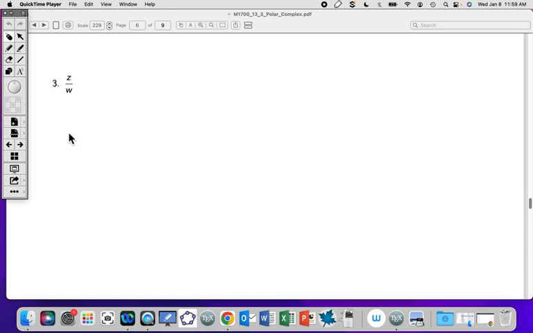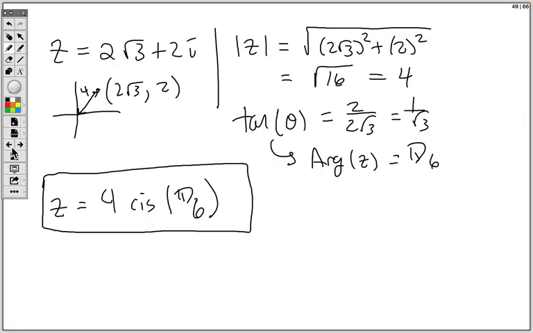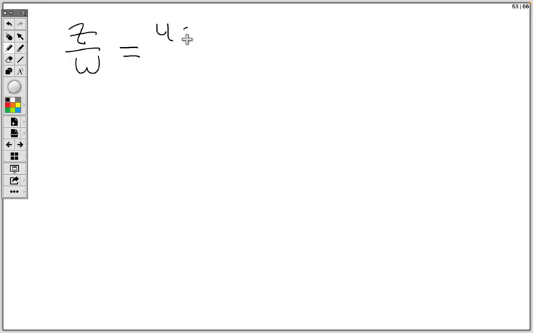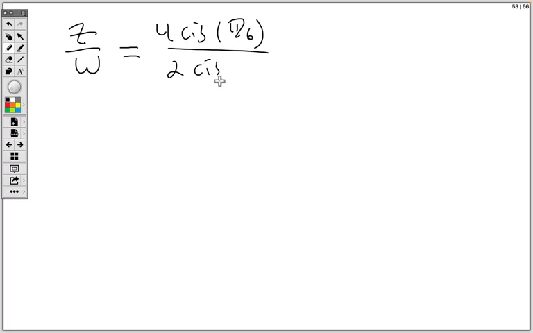And then, of course, z minus w. Oops, I lost track here. Okay, z divided by w. So that's 4 cis pi over 6 divided by 2 cis 2 pi over 3. Now we're dividing, that's the opposite of multiplying. So instead of multiplying the moduli, we're dividing the moduli. 4 divided by 2 is 2.